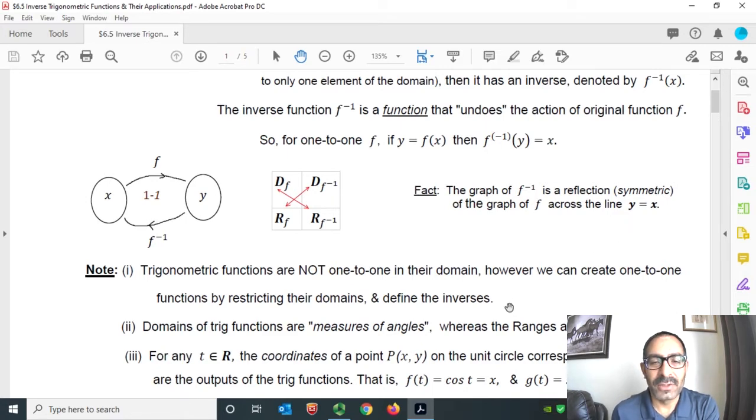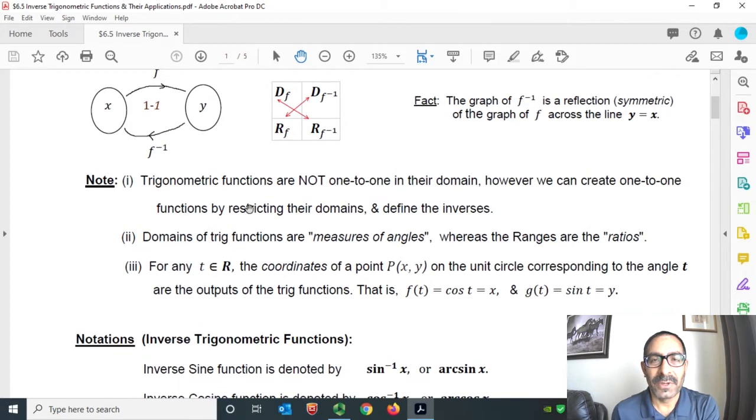Now quick side note, trigonometric functions are not one-to-one functions in their domains of definition. However, we can create one-to-one trigonometric functions by restricting their domains and define the inverses of those restricted trigonometric functions. Side note 2, domains of trig functions are measures of angles, whereas the ranges are the ratios.